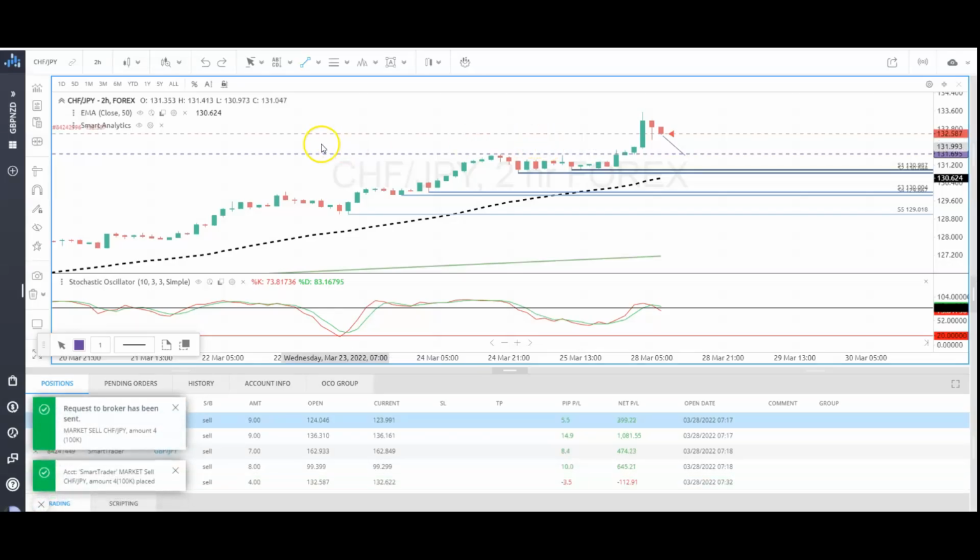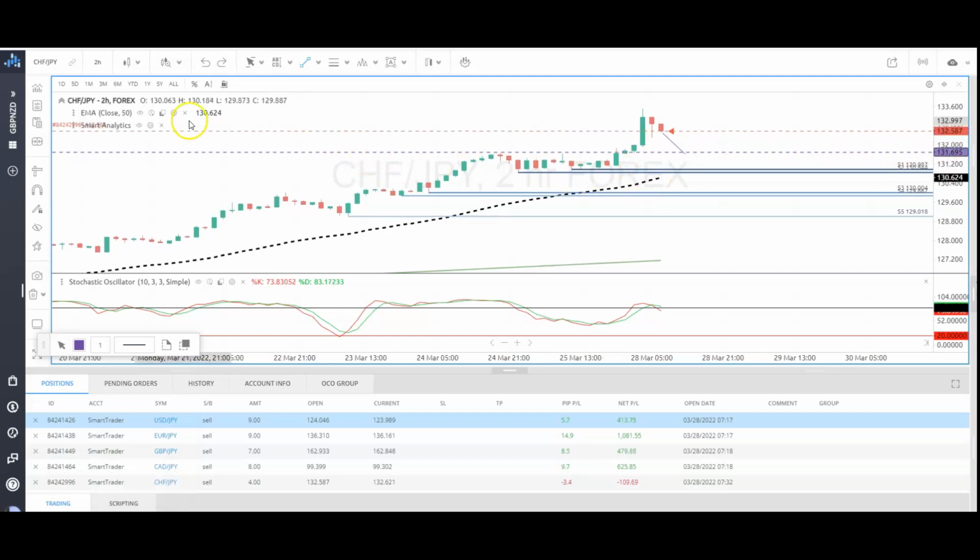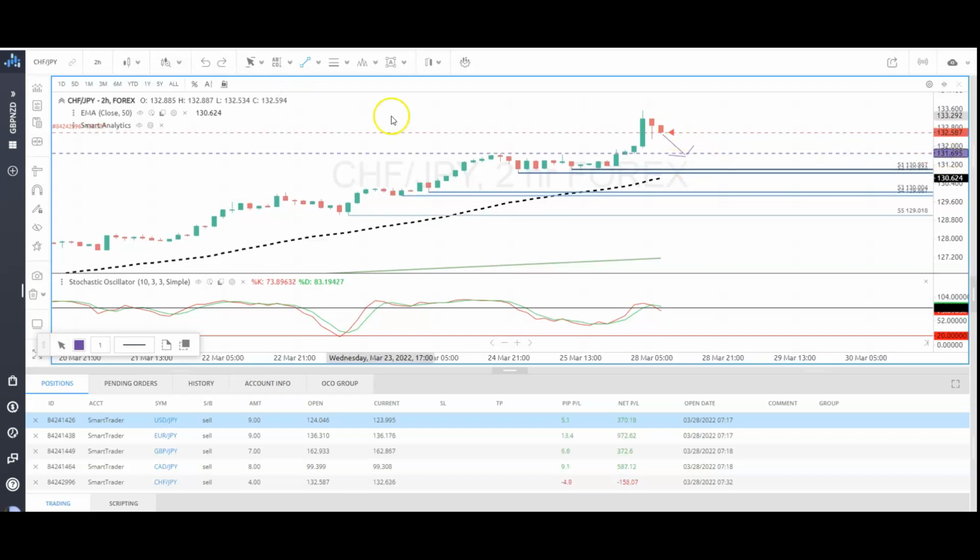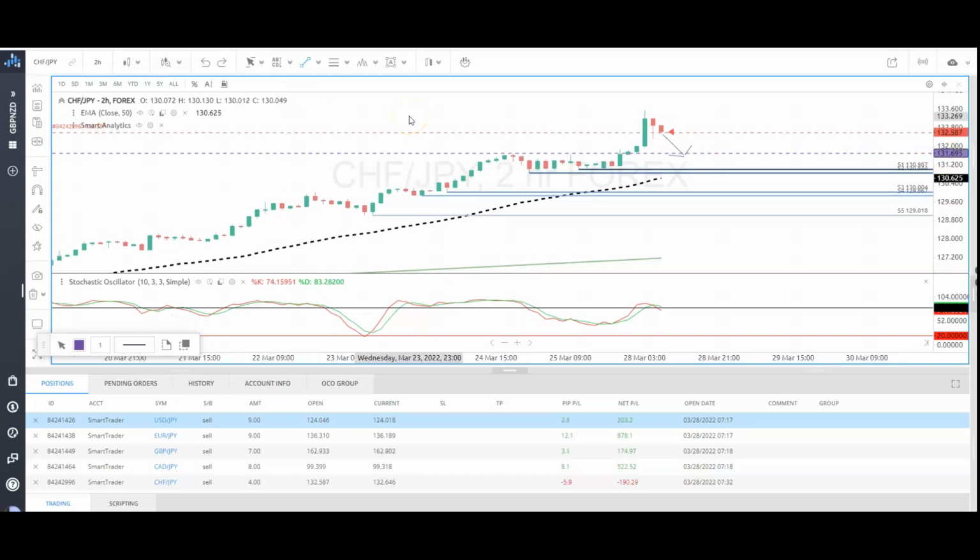Again, I'm looking for currencies that are identical. Pound yen, the Swiss yen, all the yen crosses are heading in the same direction, and that is quite a powerful way to trade, to look for trading setups using crosses. And we're selling all the yen pairs: USD yen, Euro yen, pound yen, Canadian yen, and Swiss yen.